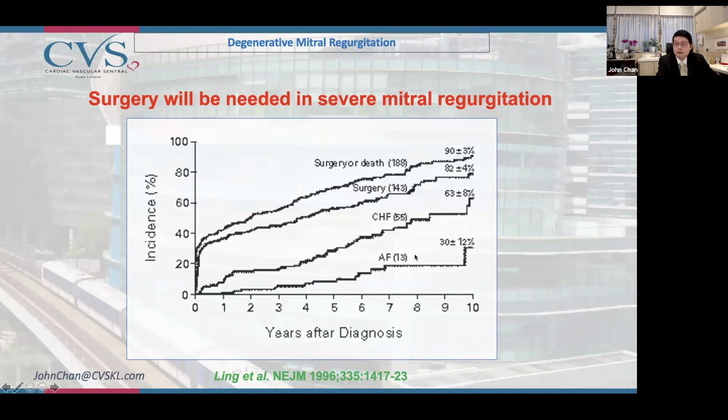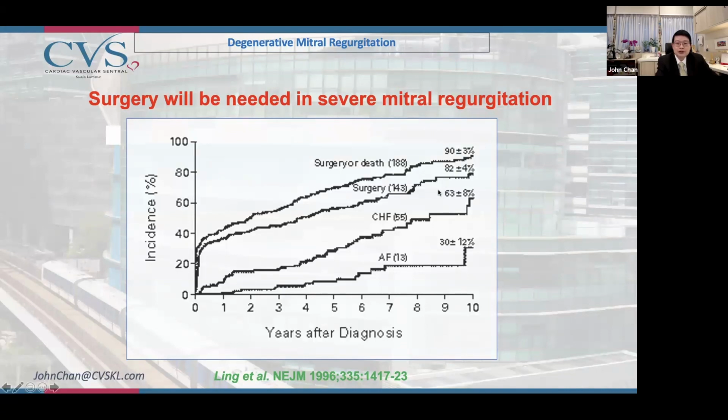is called atrial fibrillation, which is an irregular heartbeat. So then they would need to go on blood thinning medications, and this would affect also their quality of life. And then 60% would have gone into congestive heart failure. So they will have difficulty with breathing. They are unable to do most of the things which they normally like to do.